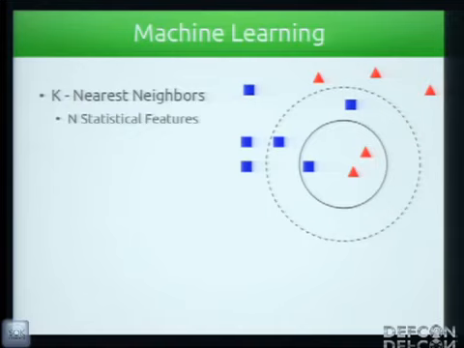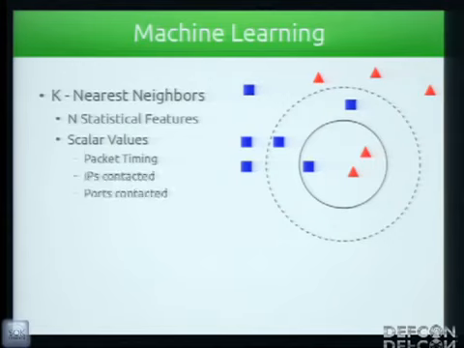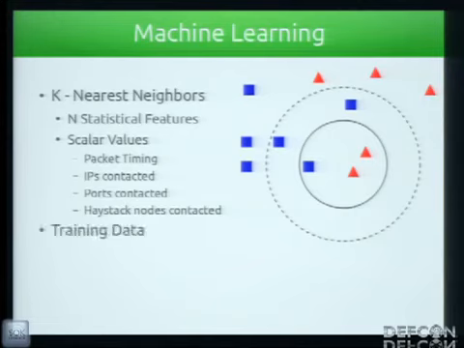So you have n statistical features, however many you want. These are scalar values that you judge on the basis of each suspect. Every node on your network is a suspect, and you measure statistics for them, like packet timing, IPs contacted, how many unique ports they have contacted, and how many of the haystack, which is these fake nodes we have, what percentage of them they have contacted. Is it 100%? Is it 0%? And then you graph these, since they're all scalar values, on an n-dimensional graph. Here is shown a 2-dimensional graph for budget cut reasons.